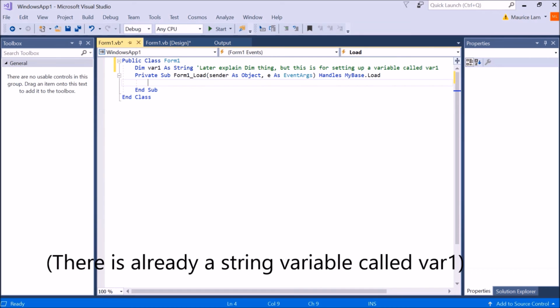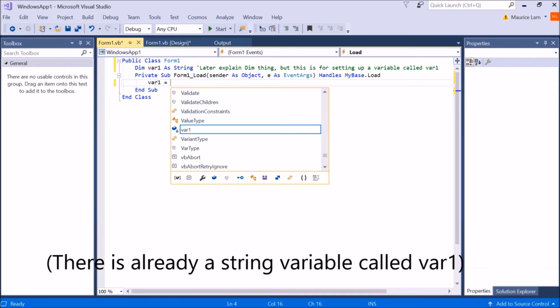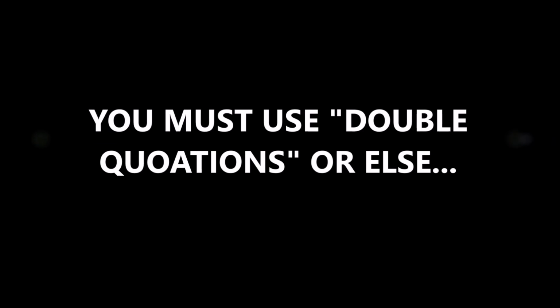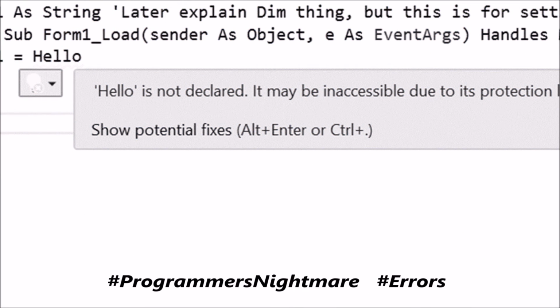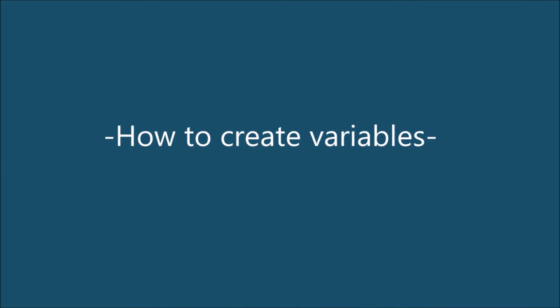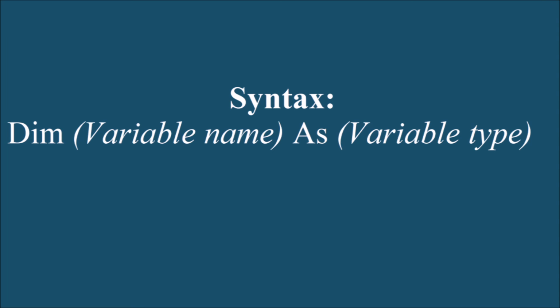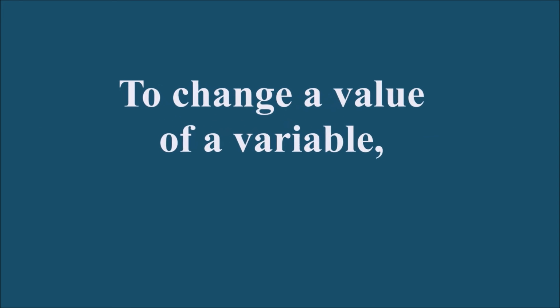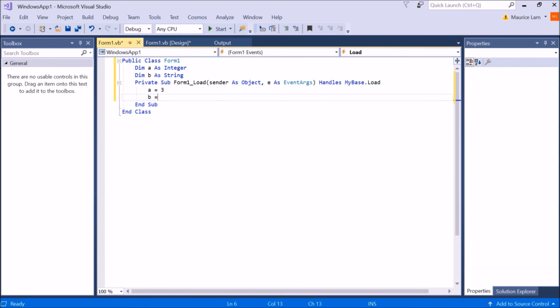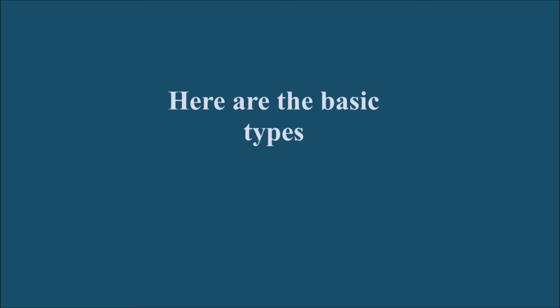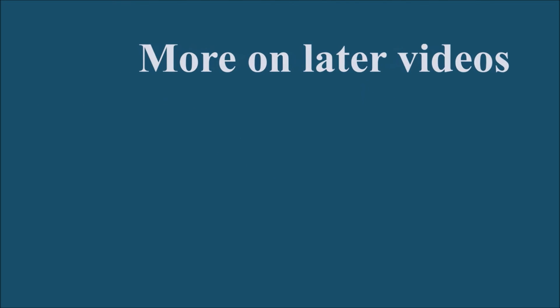Special remark for string. To change the value for string, or just use a string value, you must use double quotations or else. How to create variables: Dim variable name As variable type. To change a value of a variable, easy, huh? Here are basic types, more in later videos.